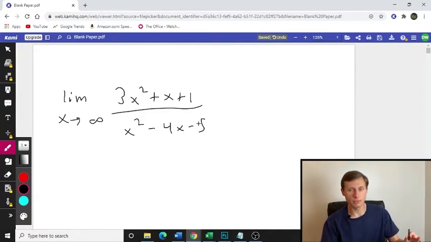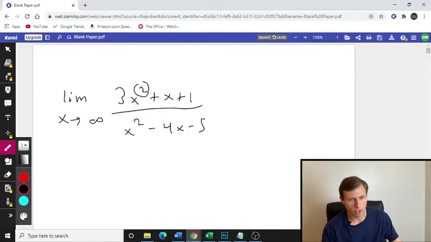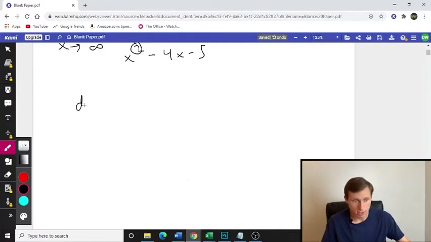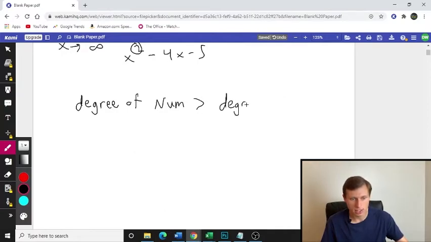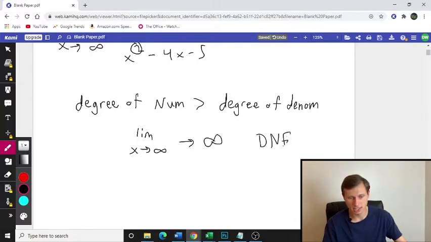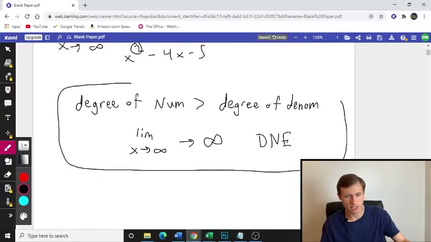And the way we solve them is just an easy shortcut method. We're looking at the leading degree in the numerator and the leading degree in the denominator, and we're saying which one's bigger. And there's three cases we can have. We can have degree of numerator is greater than the degree of the denominator. And in that case, the limit as x approaches infinity is actually going to approach infinity, and we're going to say does not exist. So that's the first case.